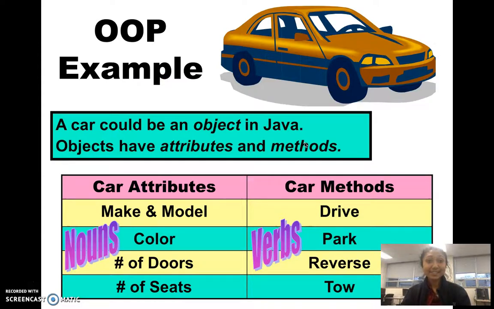Again, reiterating, an object-oriented programming example: a car could be an object in Java. Objects have attributes and methods. The attributes associated with a car could be the make, the model, color, number of doors, number of seats. And the methods are what? The verbs, the actions, the behaviors, like drive, park, reverse, tow. So be sure that we understand the distinction: attributes are things about the object, and verbs are things that the object can do.